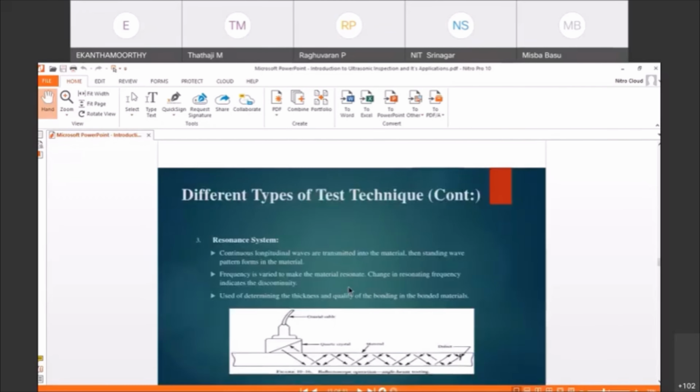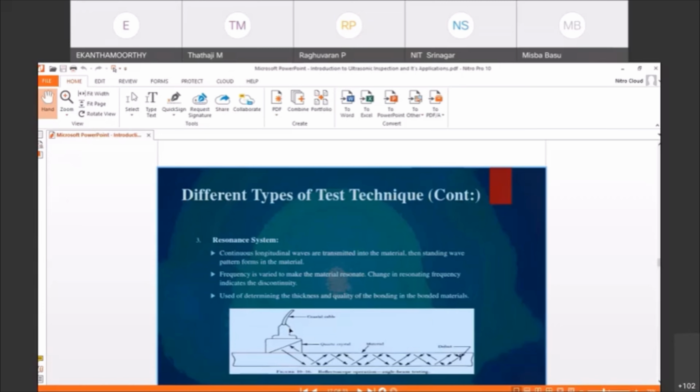And next slide, resonance. These are all different techniques we will use based on the different applications. If you see here, this probe is sending the signal like continuous longitudinal waves transmitted into the material. Standing wave patterns form in the material. We will fix certain frequencies, and when the frequency is varying, the resonance frequency changes.